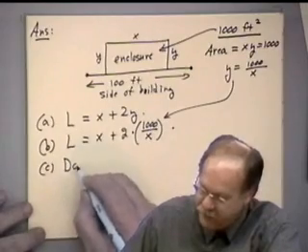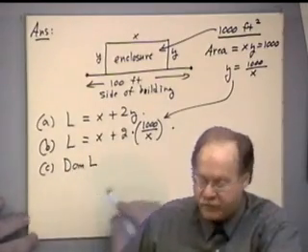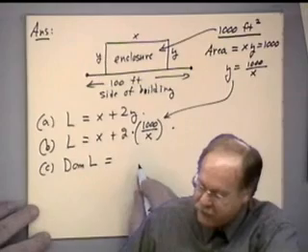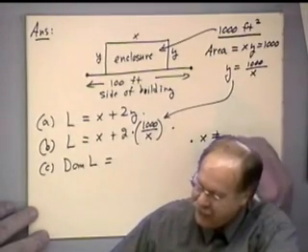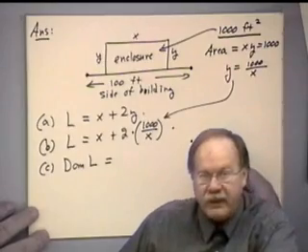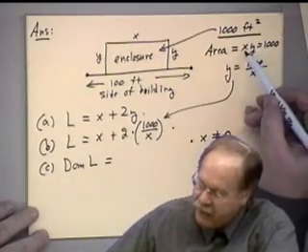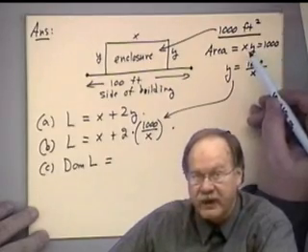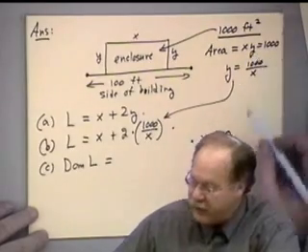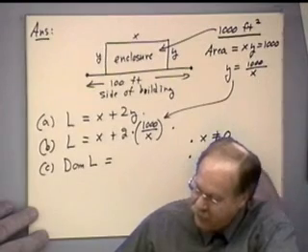Finally, we want to find out what the domain of L is. Well, before I write anything down here, let's make a few remarks. First of all, X cannot be 0. Why would that be? Well, look up here. X times Y has to be 1,000. If X is 0, that would make this side 0, and that wouldn't happen. So X certainly cannot be 0.